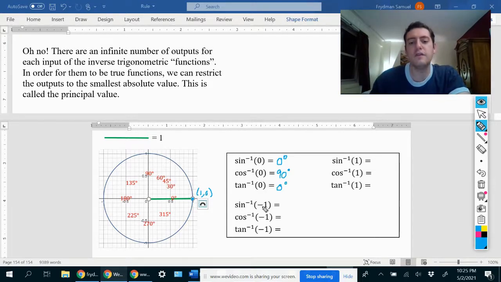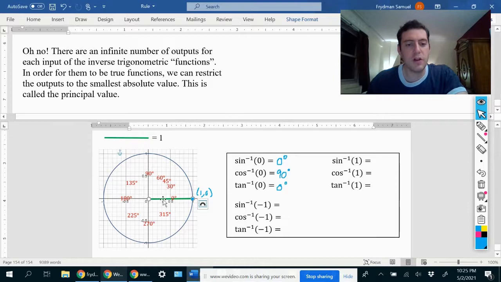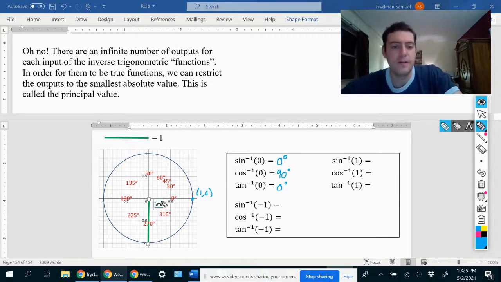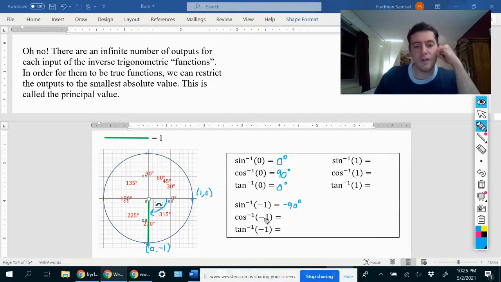Inverse sine of -1. What angle has a sine of -1? That would be -90 degrees. We went 90 degrees clockwise to get here, and this point is 0, -1, so it does have a y value of -1. So -90 degrees there. Inverse cosine of -1 means what angle measure has a cosine of -1?